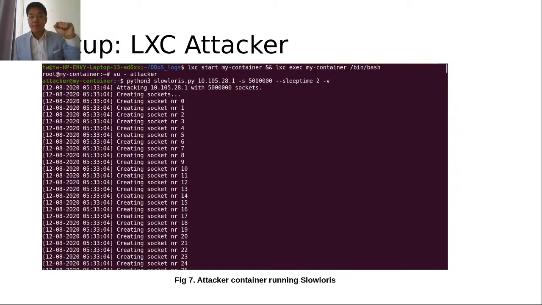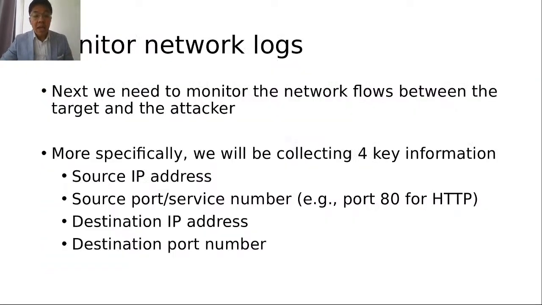So we are going to send it, and then wait for 2 seconds. After 2 seconds, we are going to send it again, and then wait again, and so on and so forth. You get the idea. Avoid detection. So that's what we'll be doing. And in the meantime, from a security standpoint, we are going to monitor the network traffic going on between our target and the attacker. More specifically, we'll be looking at four key pieces of information from the network flows.